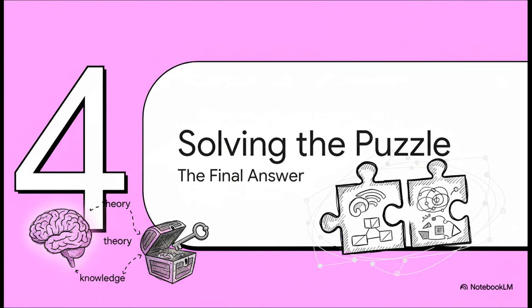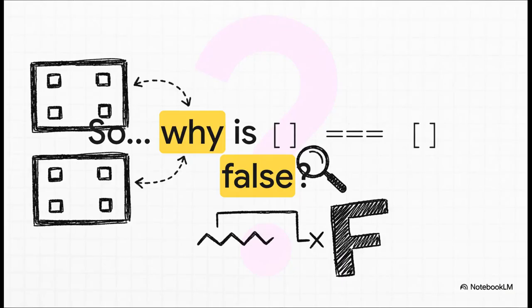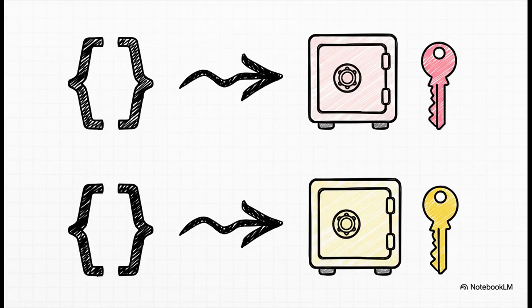Okay, we've got the theory, we've got the analogy, we've even peeked under the hood at the memory model. With all this knowledge in our back pocket, we can finally go back and solve that initial puzzle once and for all. Let's look at it one last time. We're asking JavaScript, is this empty array strictly equal to this other empty array? Knowing what we know now about keys and boxes, what is JavaScript really comparing here? And there it is. The answer is so clear now.